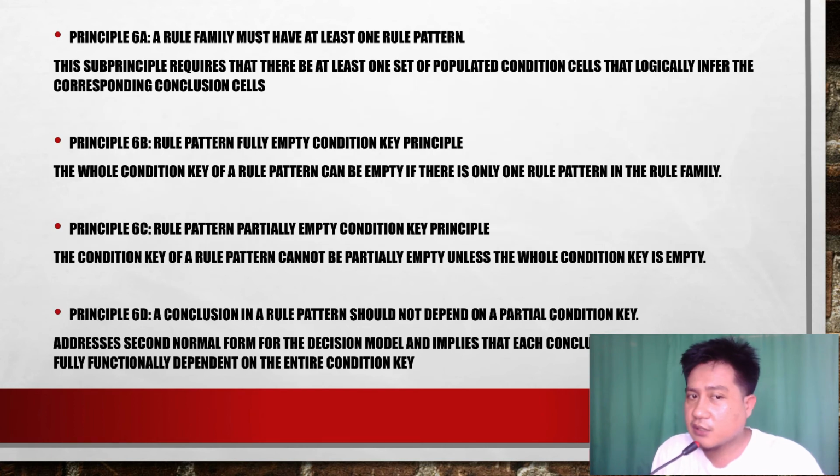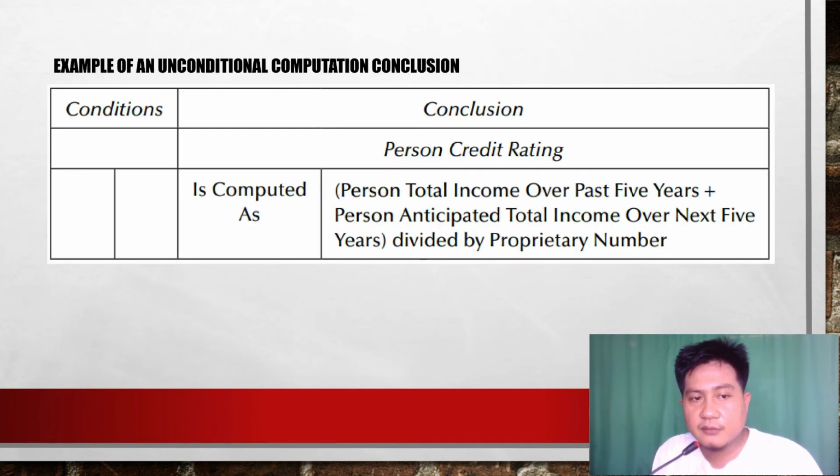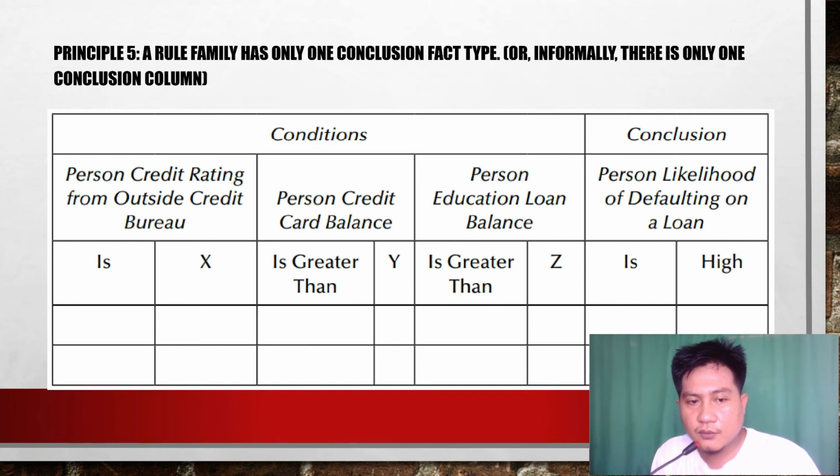Now in principle 6, or the third sub-principle of principle 6, the role pattern partially empty condition key principle. The condition key of a role pattern cannot be partially empty unless the whole condition key is empty. So this one, we leave this empty because it is only one condition pattern. But in this example, we cannot leave these two empty and have this column populated and produce a conclusion.